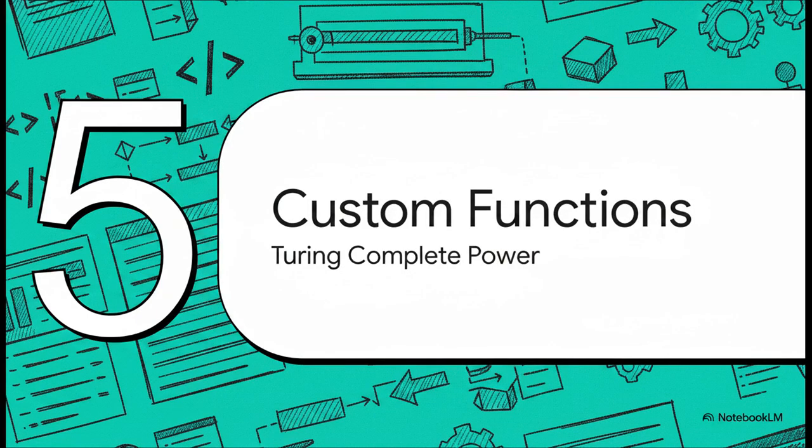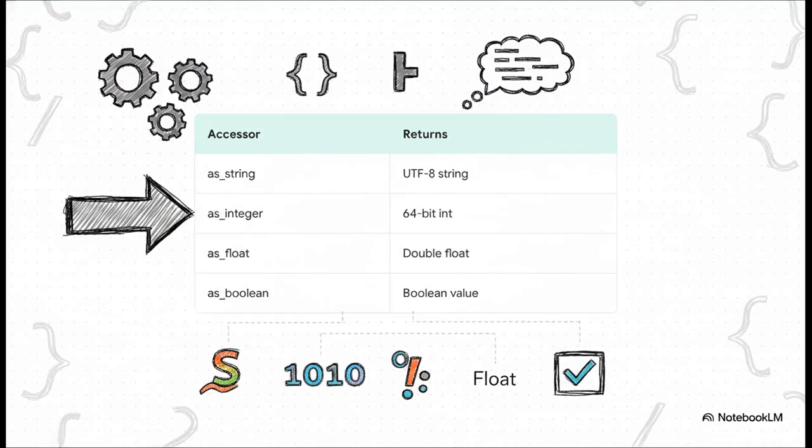Moving to part 5, writing custom functions for that Turing-complete power. So it's not just about tags. You can actually register custom functions that you can call directly from Markup's expression interpolations or even use them as pipe filters. When your function handler fires, you read the incoming arguments by their zero-based index using these specific typed accessor functions. Whether you need a UTF-8 string, a 64-bit integer, a float, or just a Boolean, you pull the exact data type right out of the engine.